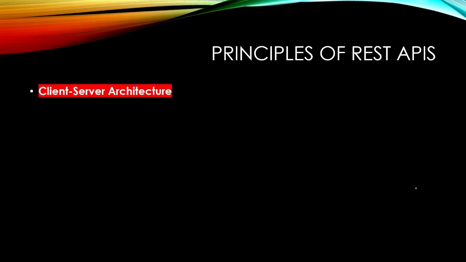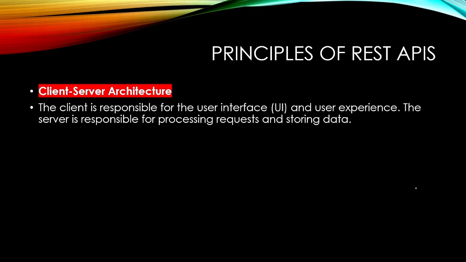The first principle is client-server architecture. As we have studied a lot throughout the video, what is a client and what is a server. There is one client which acts as an interface, like your mobile app or your browser, and there is one server which stores the information. You can take a Netflix example: the app you use to watch movies is separate from the server which stores those movies. So it has a different client and server architecture. This is one of the principles of REST APIs.